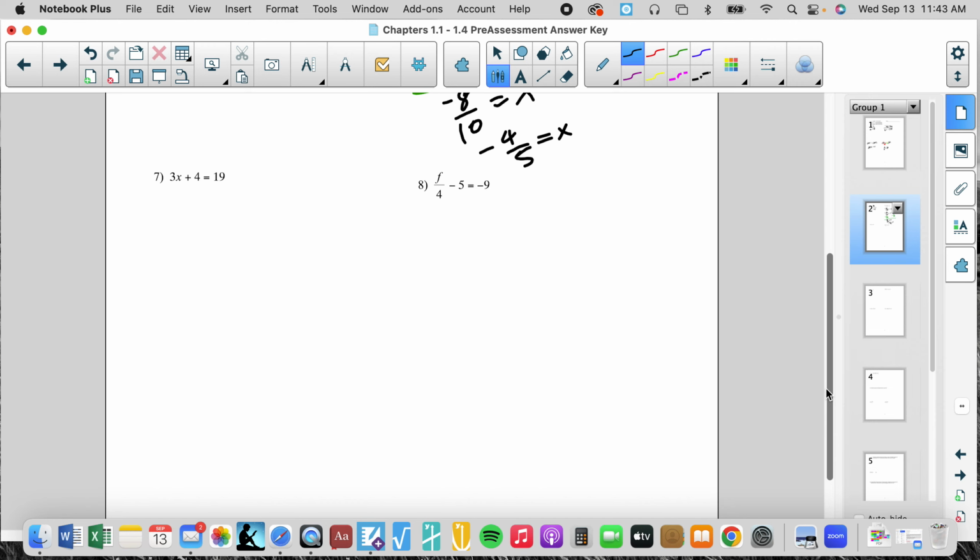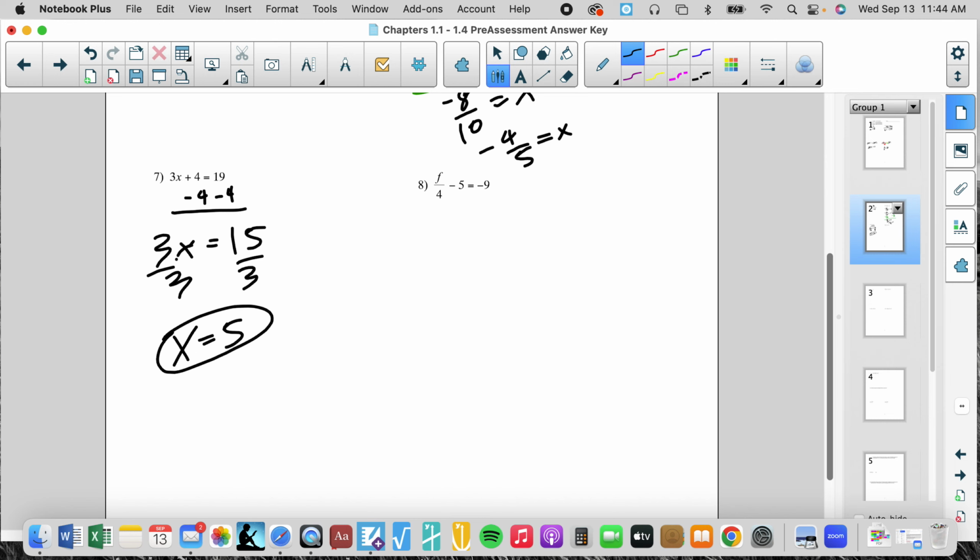3x plus 4 equals 19. Now we have 2 things happening to a variable. So we are going to get rid of addition first, which gives us 3x equals 15. We're going to divide both sides by 3, and that leaves us with x equals 5.